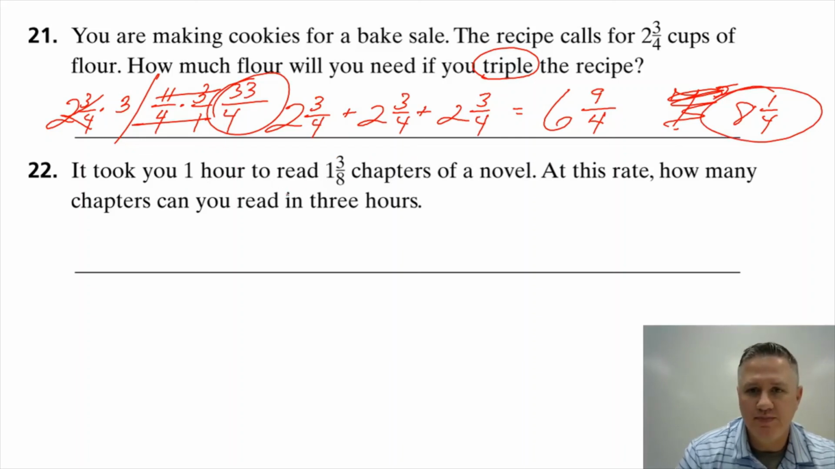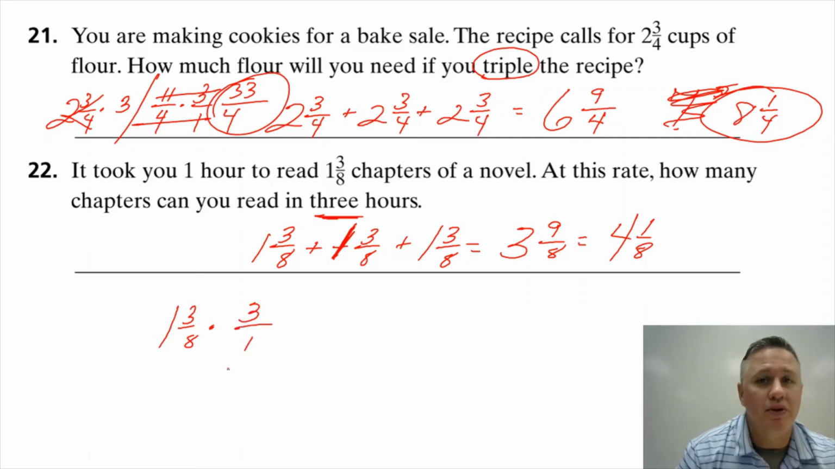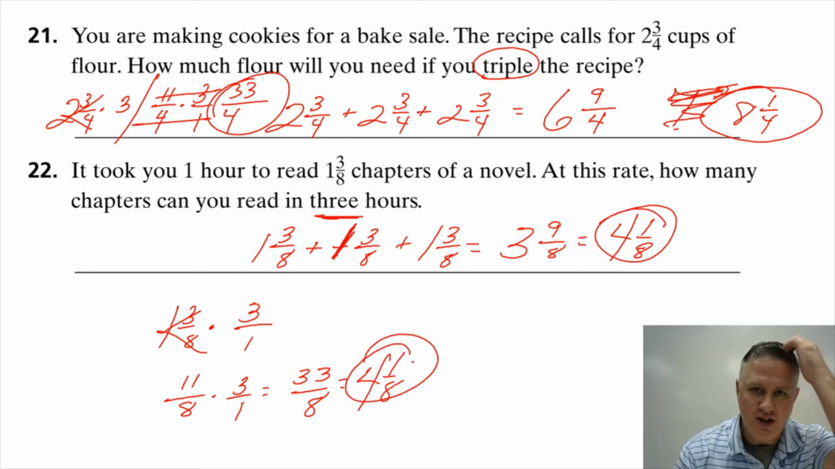All right, and the final one, if it takes you an hour to read 1 3/8 chapters of the novel, how many will you finish in 3 hours? Well, this is the same thing. You could say 1 3/8 plus 1 3/8 plus 1 3/8, which will give you 3 9/8, which simplifies to 4 1/8. Now, if we did it with multiplication, we would get 1 3/8 times 3. And remember, we'd put 3 over 1. Got to make these improper. I get 11/8 times 3 over 1, which is 33/8, which again is just 4 1/8. Same thing we got up here. So whether you use addition or multiplication, you get the same thing.